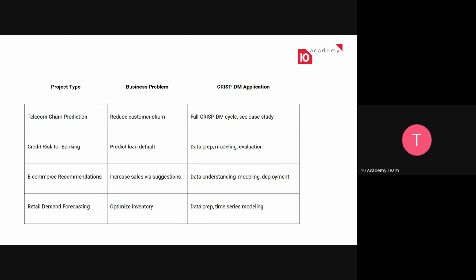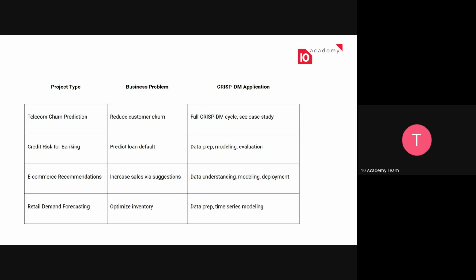E-commerce recommendation might be the project type. The business problem will be suggestions. This means that for the people who are probably interested in that specific e-commerce business, you need to bring suggestions more often, so that based on the suggestions you're giving those people, the sales number will increase. So the CRISP-DM phases will be data understanding, modeling, and again the deployment.